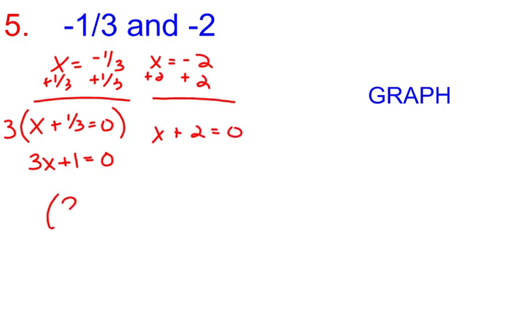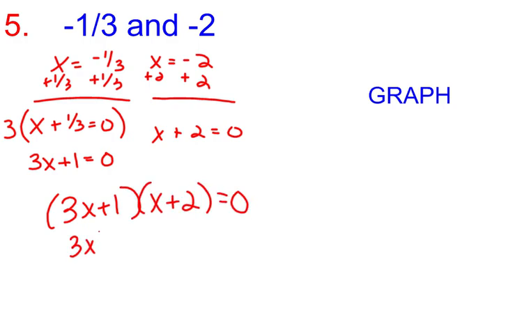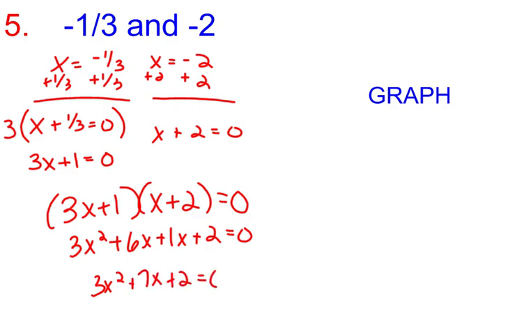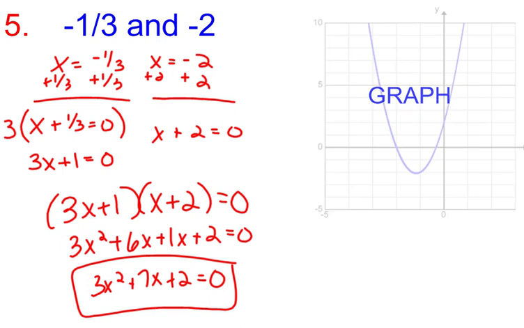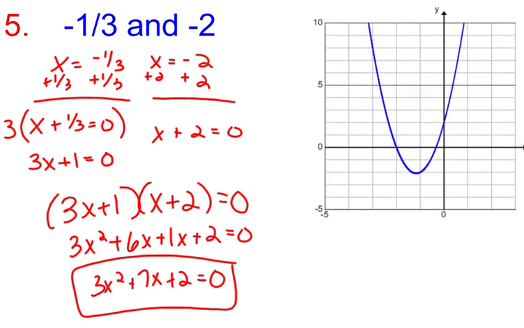So here are my factors. 3x plus 1, x plus 2. I go ahead and FOIL these out. 3x squared plus 6x plus 1x plus 2 equals 0. So I have 3x squared plus 7x plus 2 equals 0. If you take a look at the graph, you could put that on your calculator, and you would get this picture, and you'd see that it crosses at negative 1/3 and negative 2.